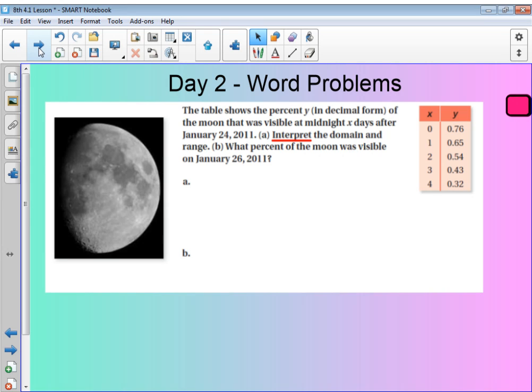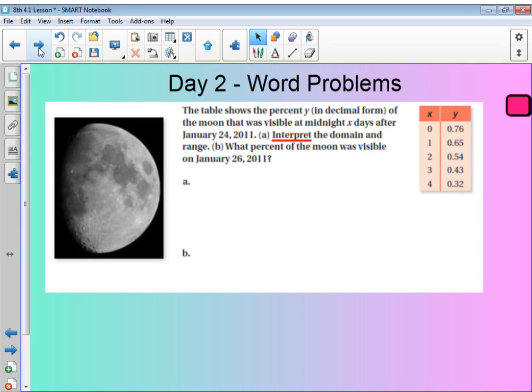Remember, function form is when you have a y equals format. You have your domain, which is also known as your x values or your input values. You also have your range, which is your y values or your output values. So we're going to go through and solve some different word problems using some of this information as well as a table.